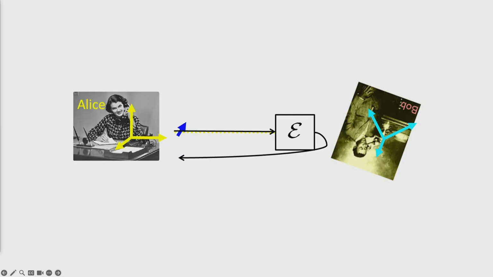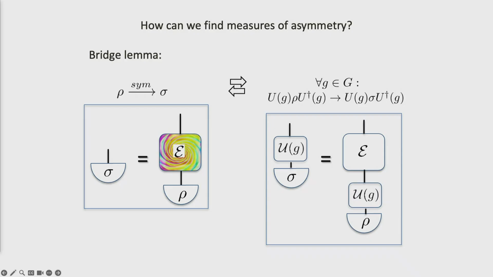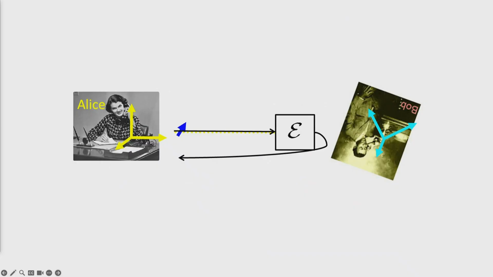So from Alice's perspective, we're on the left-hand side. We're just asking, is there any symmetric operation that can achieve this rho to sigma conversion? But if Bob describes the very same protocol, he now says there's no ambiguity as to what's being done. It's definitely E relative to this frame, right? But now there's ambiguity as to which state he's getting. He might be getting rho. He might be getting some rotated version of rho. It all depends on how Alice's frame is related to his.